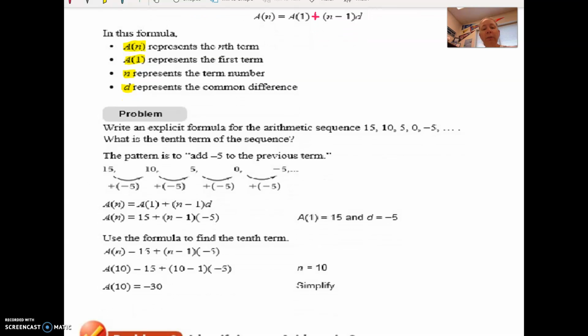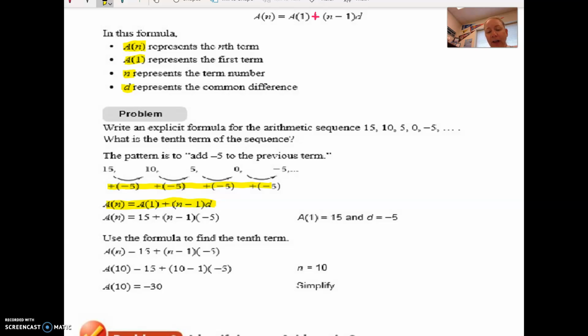So in this problem, it says write an explicit formula for the arithmetic sequence, and it gives us a pattern. Remember, it has to be a constant difference. So if we look here, the book is showing us they're adding -5 to every term, or you could just say subtracting 5 to every term. So we have our formula here.